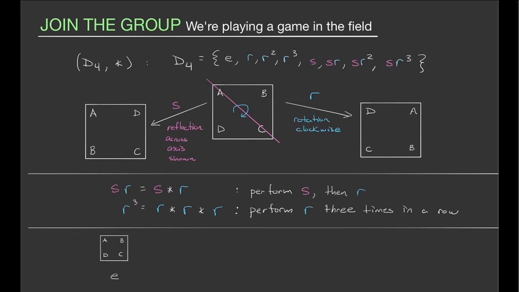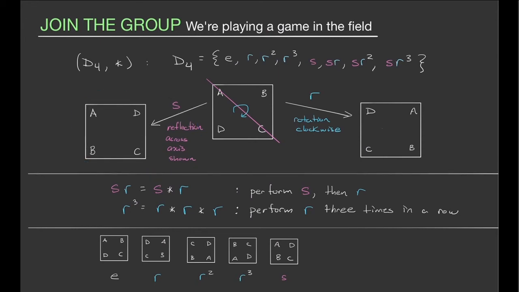If we do E, that's the same as doing nothing. Just like with the mattress flipping, it's the leave it in place. If we do R, of course, we see what we get. It's just this here. If you do it one more time, you see that A is going to move to the bottom right corner, which there we go, and everything else will follow suit. Do it again. A will move to the bottom left corner. D will move to the bottom right. There we go.